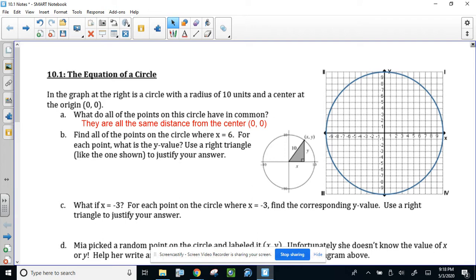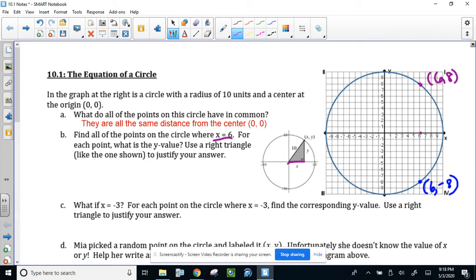Okay, so it says find all of the points on the circle where x is equal to 6. So this is some good function evaluation. When x is 6, that means we went 6 units out. So here I'm at x is 6. That's not on the circle, that's on the x-axis. So if I was to go up, here is a point, 6, 8 on the circle, that has an x value of 6. Are there any other points on the circle? Well, if I went out and down, I could be here, which is the point 6, negative 8. So x is 6 and y is either positive 8 or negative 8.